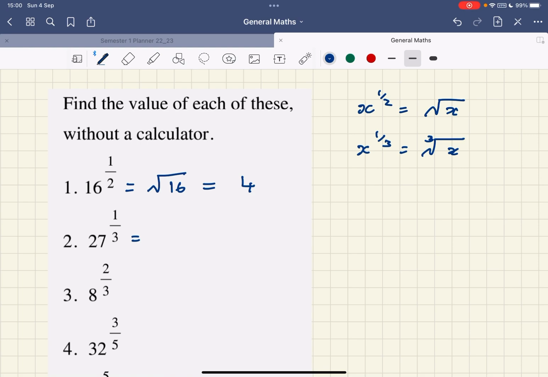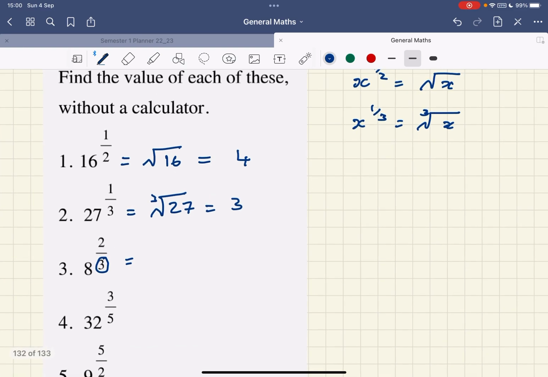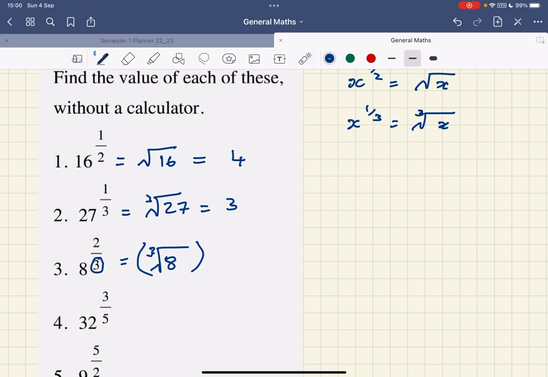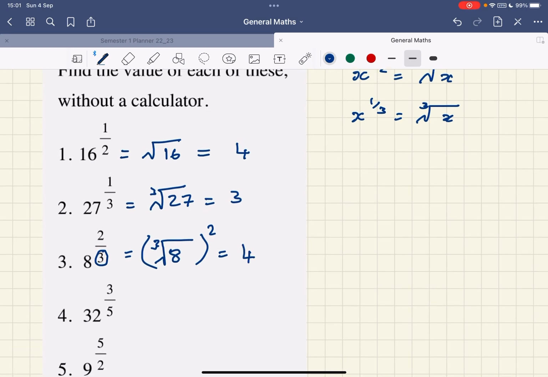For 27 to the power of 1/3, we're looking for the cube root of 27, which is 3. Now this one, let's take the cube root first, and then square your answer. So the cube root of 8 is 2, 2 squared is 4. You could have done that the other way around. You could have squared 8 and then taken the cube root.